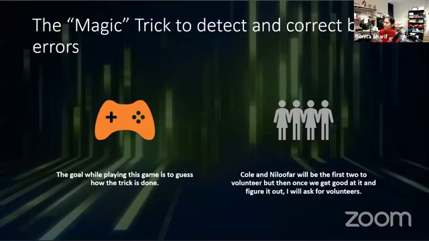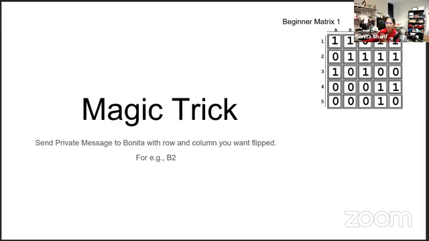This magic trick will let us detect and correct bit errors. The goal while playing this game is to guess how it's done, obviously. We'll get started with Cole and Nilafar. They will be the first to volunteer, and hopefully you will guess how they're actually doing the trick. The way we have this set up, it's in the form of a matrix activity. So what you will see is a matrix similar to the one you're seeing up to your right on the screen.